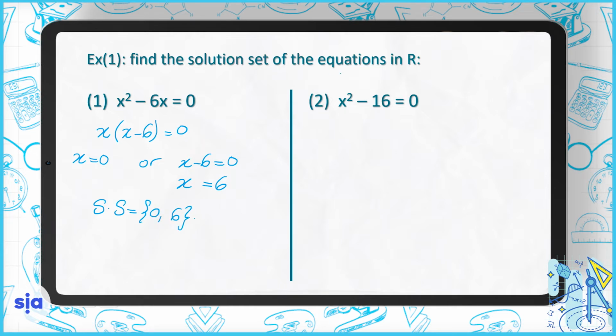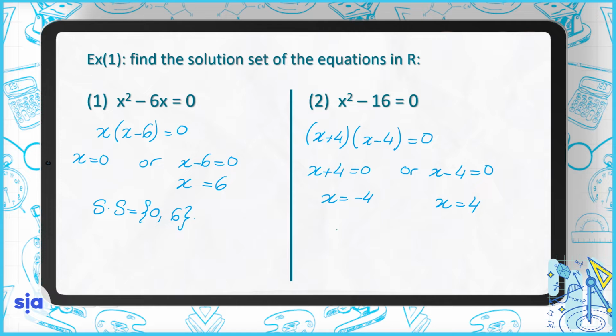Question 2. x squared minus 16 is equal to 0. Can I factorize? Yes, I can factorize as (x plus 4)(x minus 4) equals 0. Then x plus 4 can be equal to 0, or x minus 4 can also be equal to 0. Then x can be equal to negative 4, or x can be equal to 4. So the solution set is 4 and negative 4.